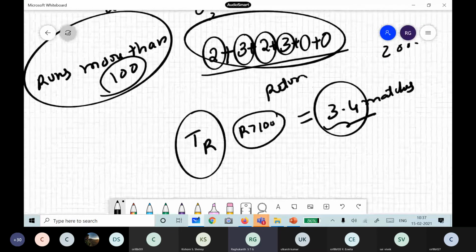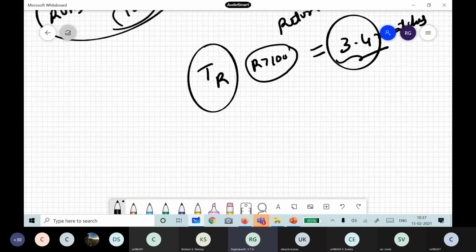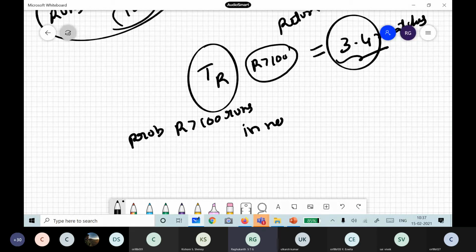And then let us say Virat Kohli is playing a one-day match tomorrow. Somebody asks you, what is the probability that Virat Kohli will hit more than 100 runs in the next match? Now, what is the probability?